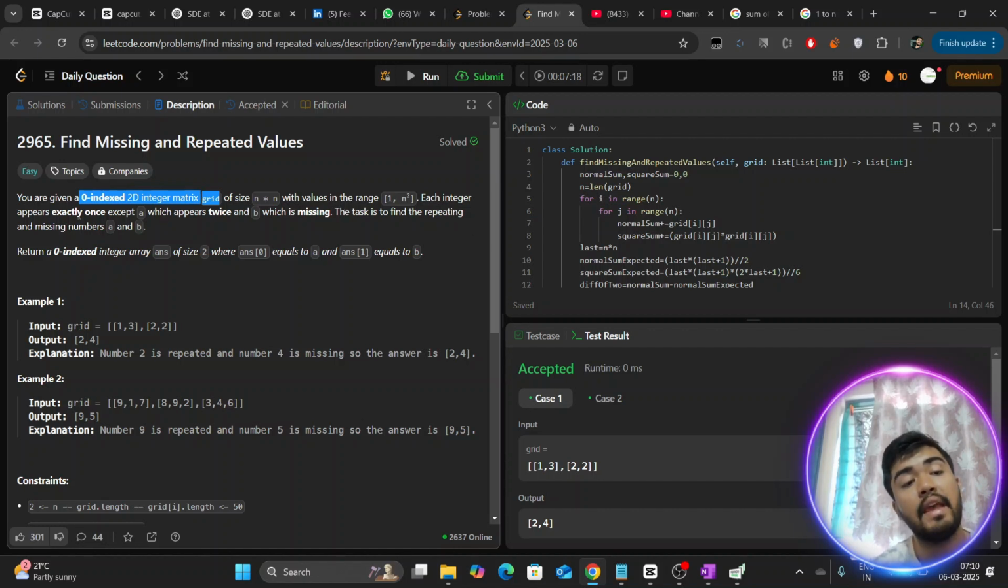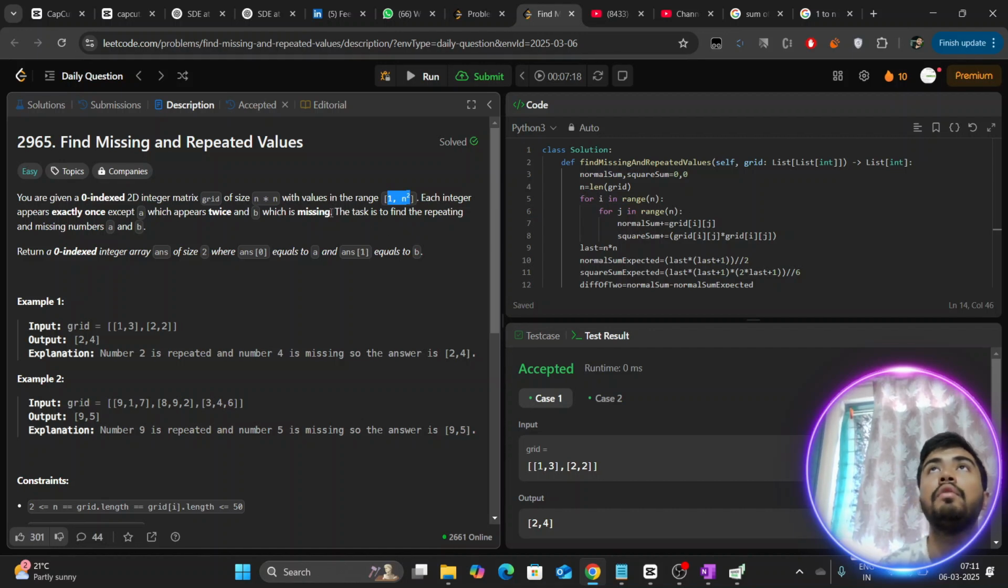Each integer appears exactly once. So the numbers between 1 to n square appear exactly once, except a, which appears twice. Ideally the matrix should hold all the values of 1 to n square only, but due to some error, maybe an error in the code they are generating, there is a number a which is repeated twice, and b is a number which is missing. So I guess the problem statement is clear.